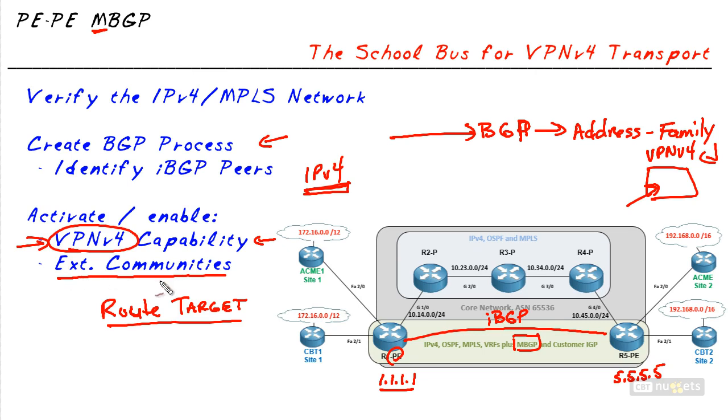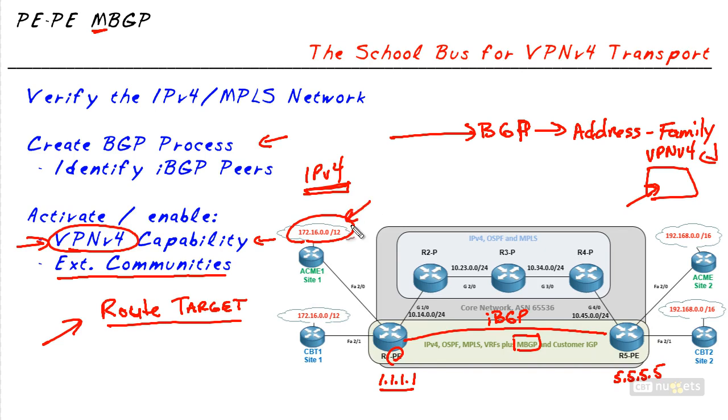So inside of BGP, if we enable extended communities, we can attach that type of information to a route and forward that information along with the route. And although we will have a separate discussion and video on route targets, I'll tell you right now that the purpose of a route target is to control where VPNv4 routes are advertised.